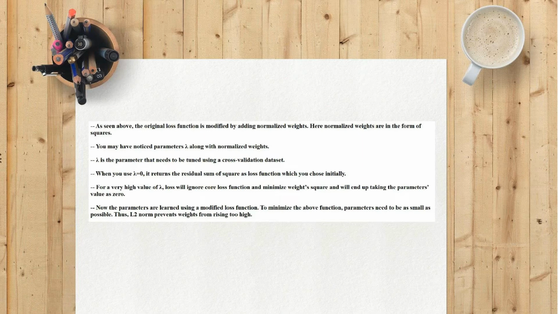When you use lambda equals 0, it returns the residual sum of squares as the loss function which you chose initially. For a very high value of lambda, the loss will ignore the core loss function, and minimize weights squared, and will end up taking the parameter's value as 0. Now the parameters are learned using a modified loss function. To minimize the above function, parameters need to be as small as possible. Thus, L2 norm prevents weights from rising too high.